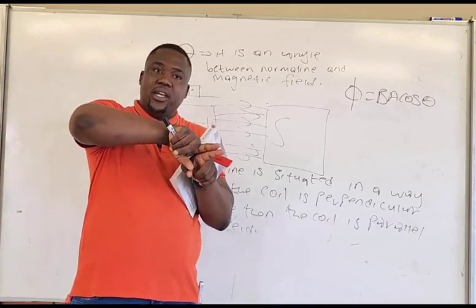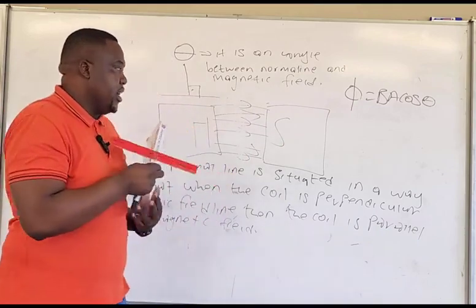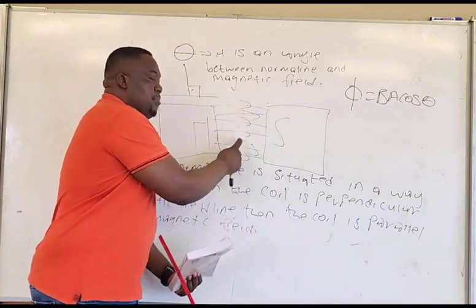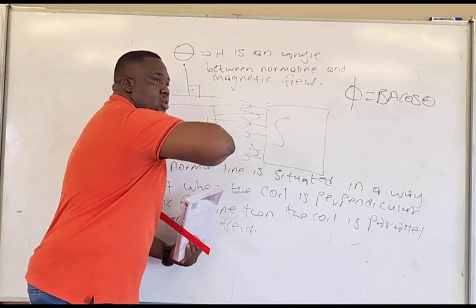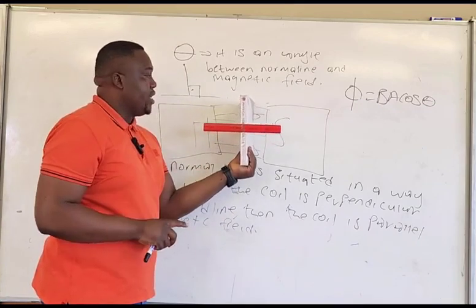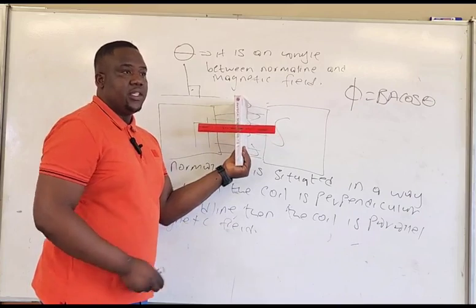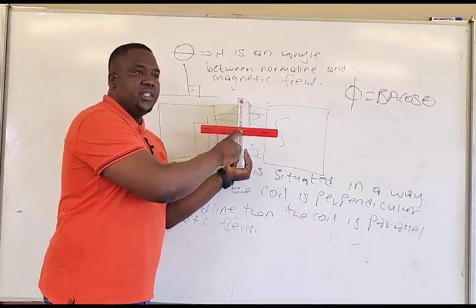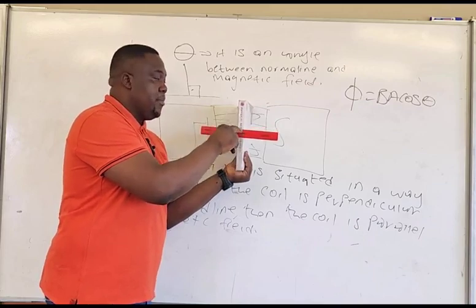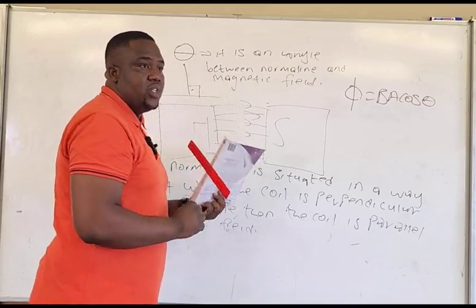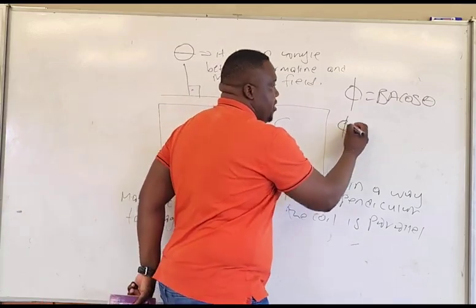You understand? So now, what is the angle between the magnetic field line and the red ruler in that position? You can see that there is no angle between them. They are lying on top of each other. It means that when the normal line is parallel to the magnetic field line, the angle between the magnetic field line and the normal line is 0.